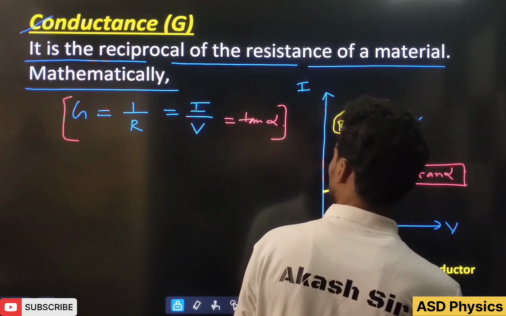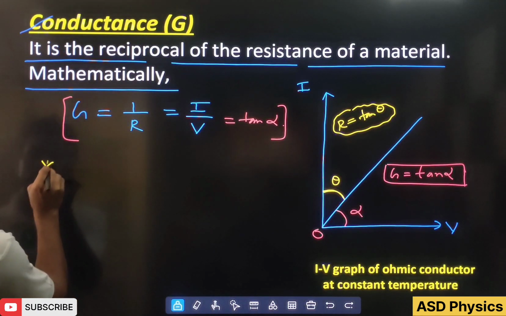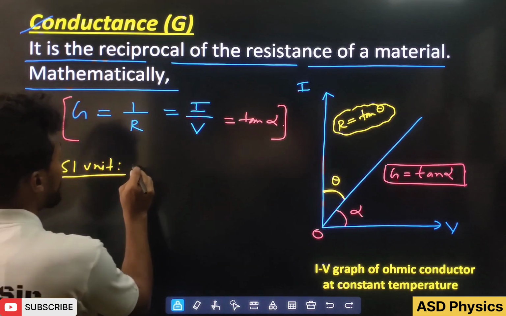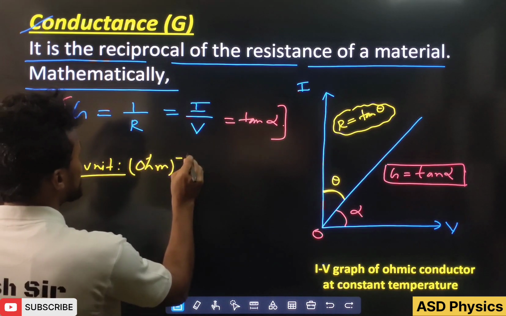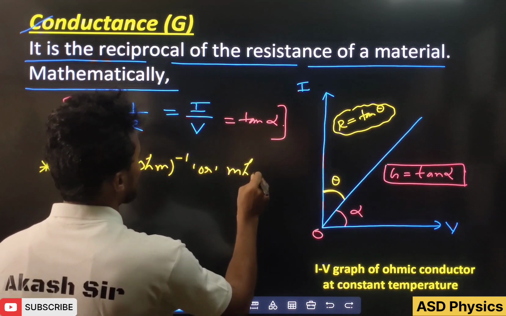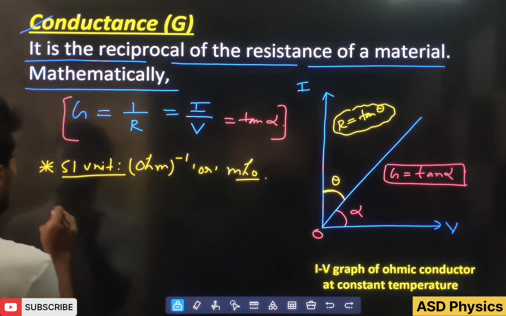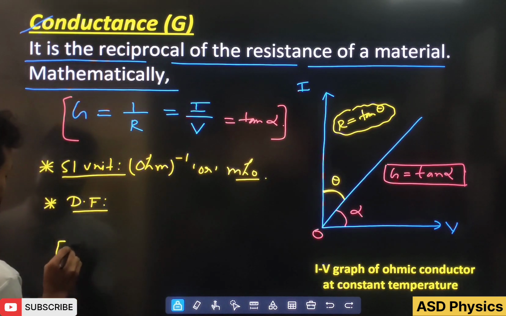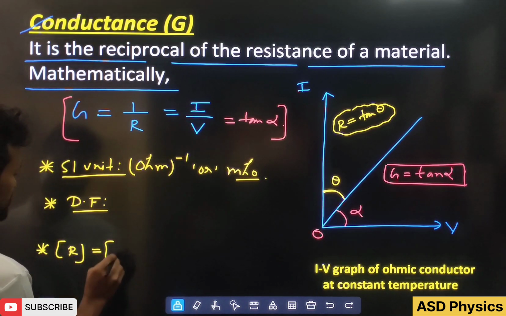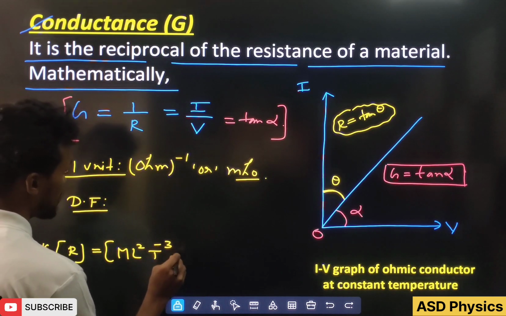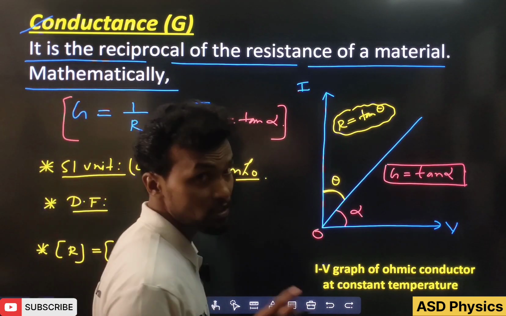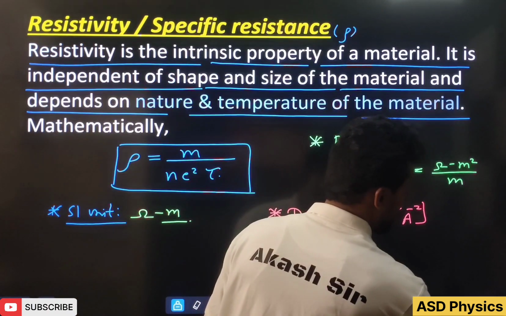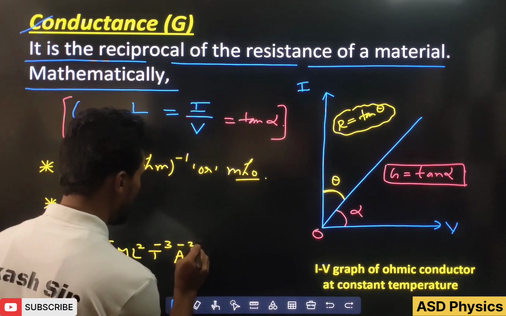After that, we are going to see the SI unit. The SI unit of the conductance is ohm inverse, or we can write here the mho. After that, if I talk about the dimensional formula, first I will write the dimensional formula of the resistance. We have seen that, students, ML square T power minus 3 A power minus 2. This is for the resistance.